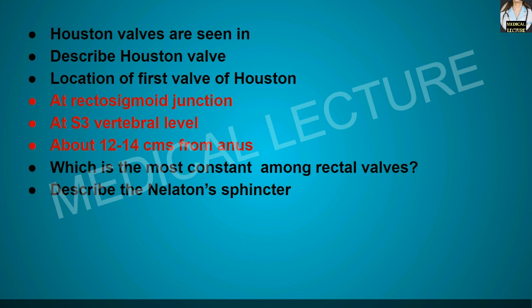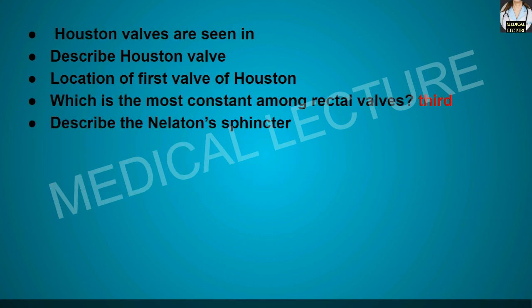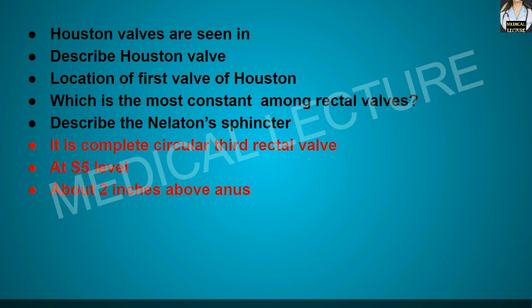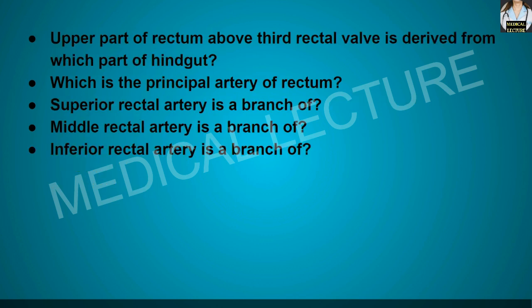Which is the most constant among the rectal valves? It is the third. Describe the Nelaton's sphincter. Nelaton's sphincter is the complete circular third rectal valve at the S5 vertebral level, about 2 inches above the anus. The upper part of the rectum above the third rectal valve is derived from which part of the hindgut? From the pre-allantoic part of the hindgut. Which is the principal artery of the rectum? The superior rectal artery is the principal artery of the rectum.